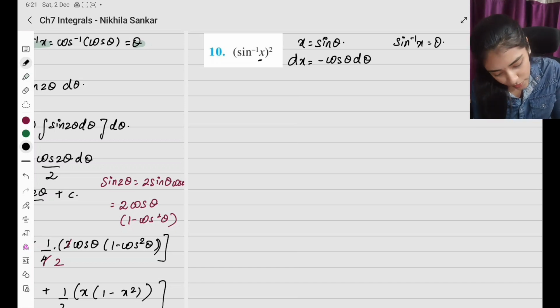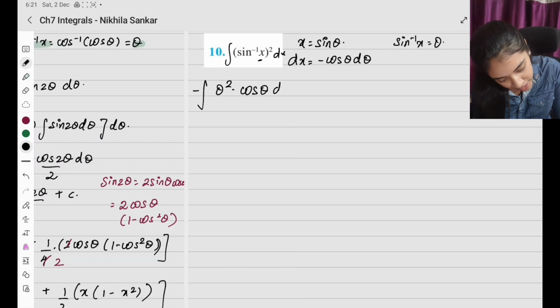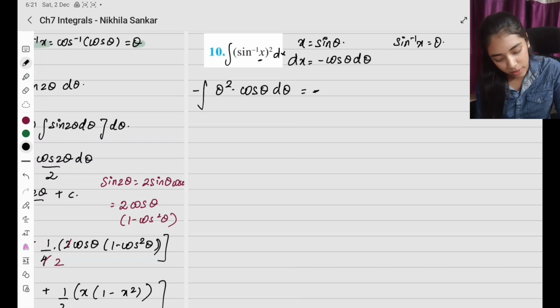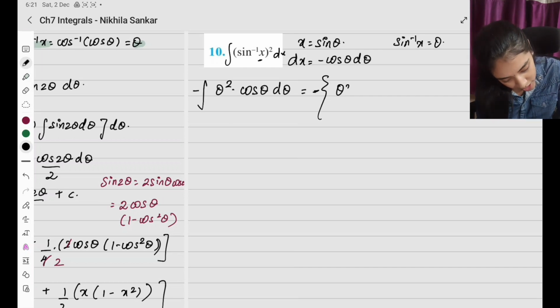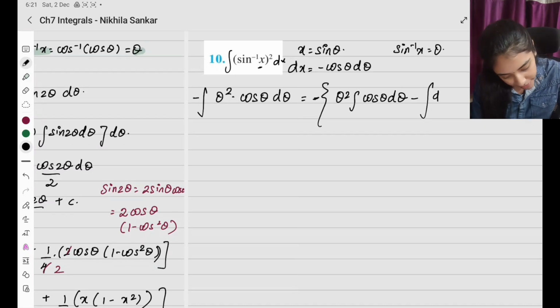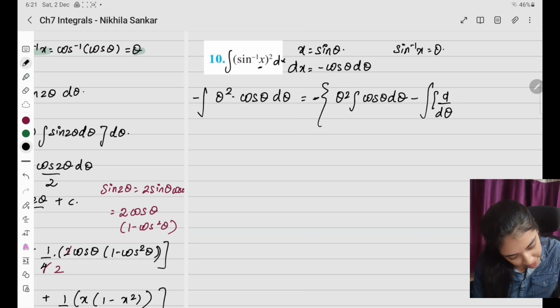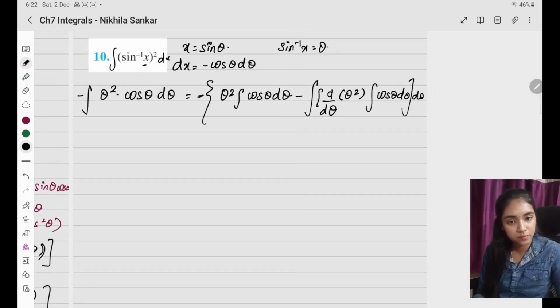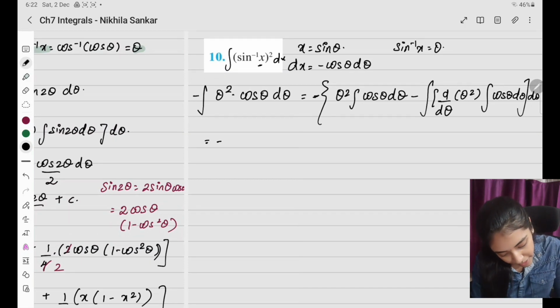Okay, so when I substitute, this is my integral times dx. Since sin inverse of x is equal to theta, theta square times dx is nothing but cos theta d theta. So this I can directly integrate. Let the minus be common outside. I'll open the bracket. First function times integration of second function, minus big integral of d by d theta of theta square times integration of cos theta d theta, close bracket, times d theta. Okay, now I have a minus outside.